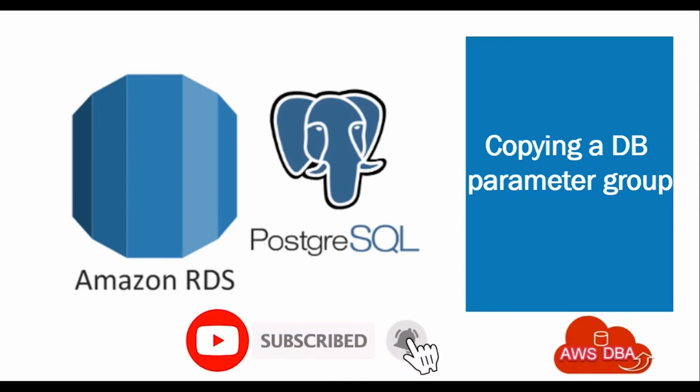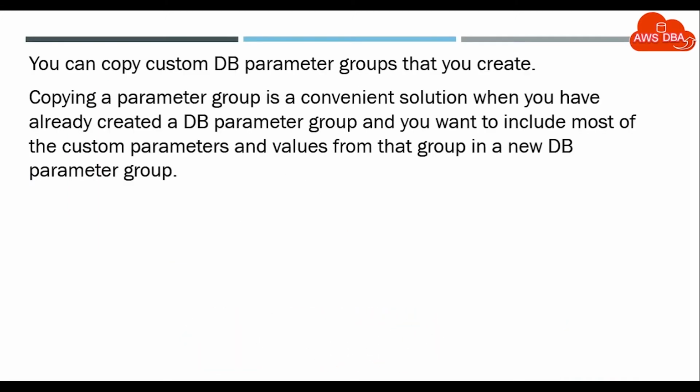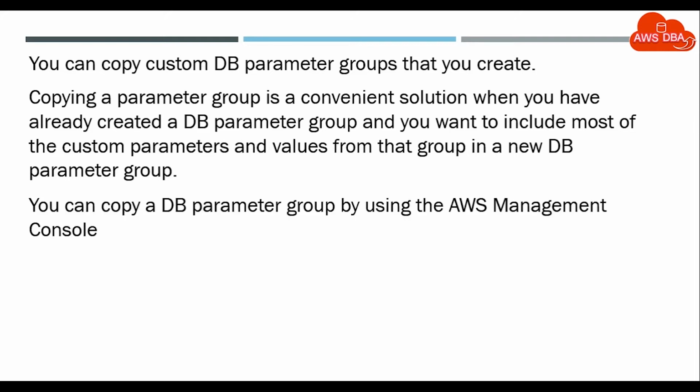In this session, we are going to see copying a DB parameter group. You can copy custom DB parameter groups that you create. Copying a parameter group is a convenient solution when you have already created a DB parameter group and you want to include most of the custom parameters and the values from that group in a new DB parameter group. For example, if you want to clone from a dev DB instance to a test DB instance, then you can copy from dev to test. You can copy a DB parameter group using the AWS Management Console.